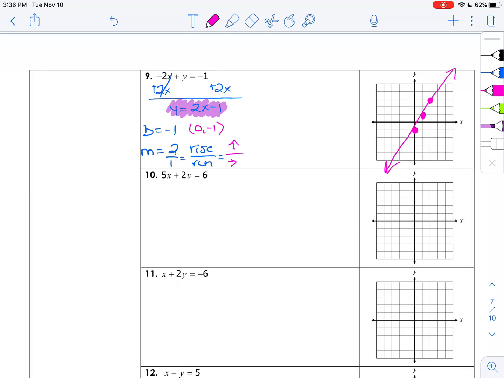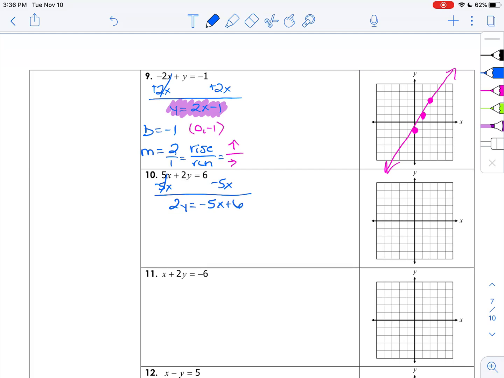Let's look at one more example together. Number 10, 5x plus 2y equals 6. Again, this is in standard form, so we need to rewrite it so it's in slope-intercept form. And we'll do that by subtracting 5x from both sides. This would result in 2y equals negative 5x plus 6.